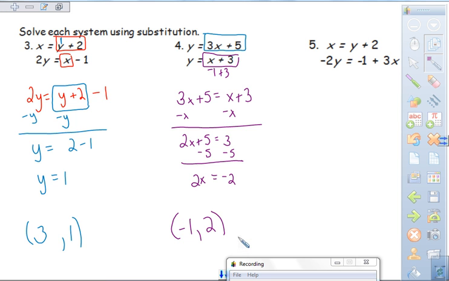And there's my solution. On your sheet of paper, I'd like you to try number 5 on your own. Please pause the video while the students work. When everybody's ready, the answer will be on the video.